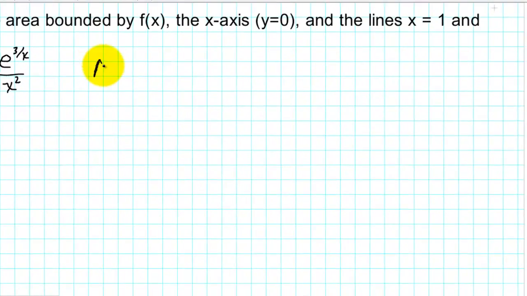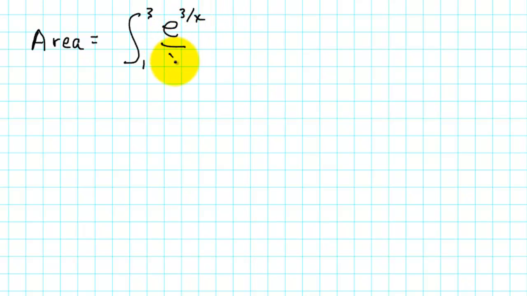So again, let's set up our problem. Oops, I'm having trouble spelling area today. So we are integrating from our left bound, which is 1, to our right bound, which is 3. So we are looking to integrate this using our rule u prime times e to the u.